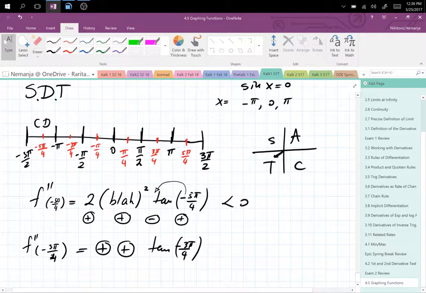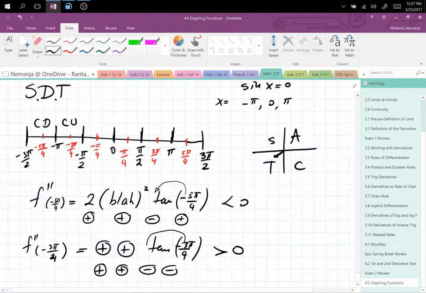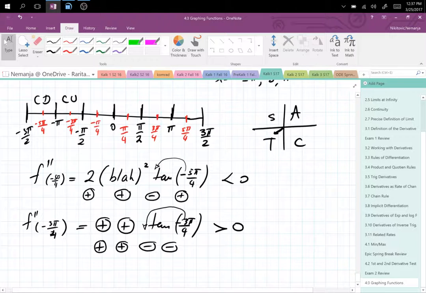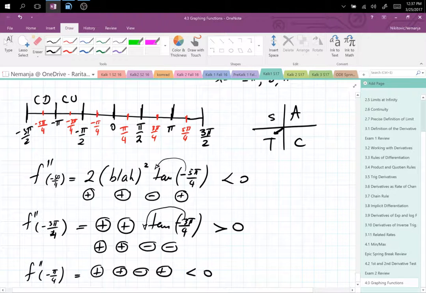So now I have the same situation. I have positive times a positive times a negative times a negative, because the negative jumps out, and that's larger than 0, so it's concave up. Next, it's going to be a pattern, they should alternate. Negative pi over 4 is equal to, again, positive times a positive times a negative times a positive, less than 0. Concave down, concave up, concave down, concave up.